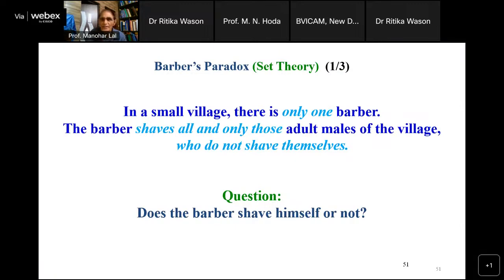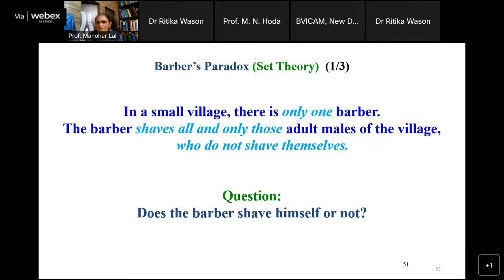Now, this is very important. It plays a very important role in computer science. It is called the Barber's paradox. It was proposed by Russell, who is one of the fathers of modern logic and also of computer science. In a small village, there is only one barber. The barber shaves all and only those adults who do not shave themselves. Now, the question is, does the barber shave himself or not? Because if the barber shaves himself, then he is not shaved by the barber, and vice versa. So this is again a logical fallacy.